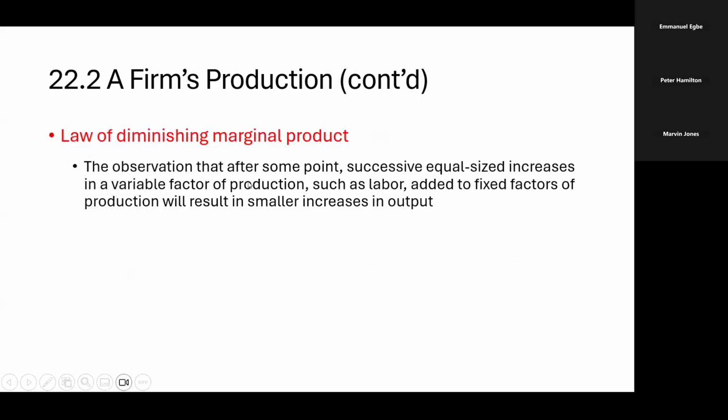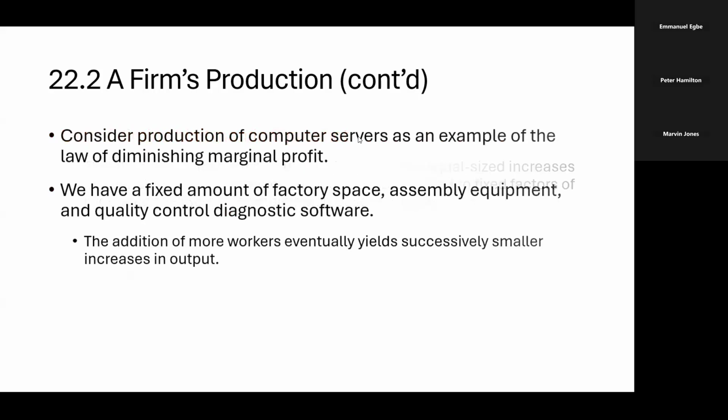So the law of diminishing marginal returns, or the law of diminishing marginal productivity, or the law of diminishing marginal returns for the productivity of labor, is an observation that after some point, successive equal size increases in the variable factors such as labor added to fixed factors such as capital will result in smaller increases in output. Okay, so the additional product by making one additional input will begin to decline.